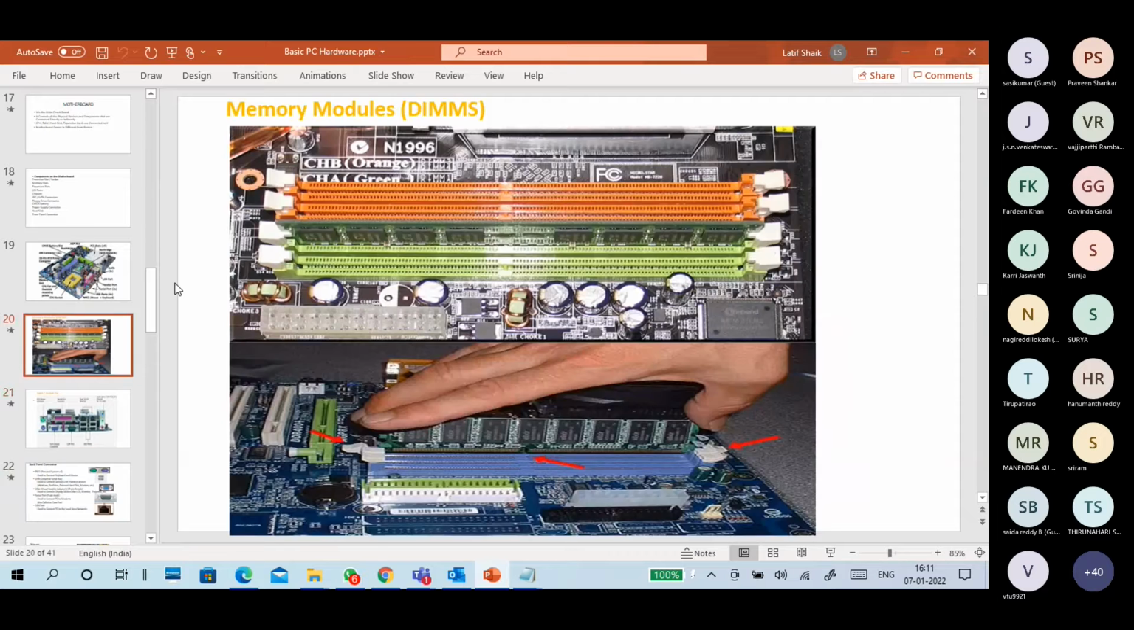These are the on-motherboard RAM slots. How does a RAM slot look, and how can we insert it?